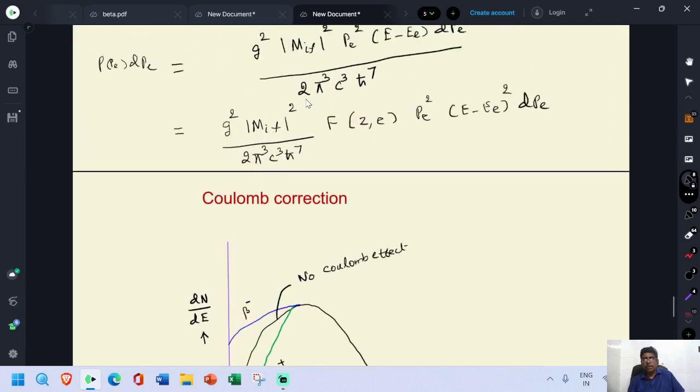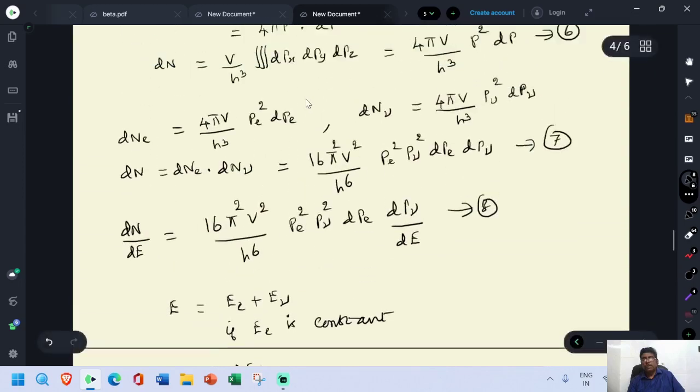That's all about Fermi theory of beta decay.